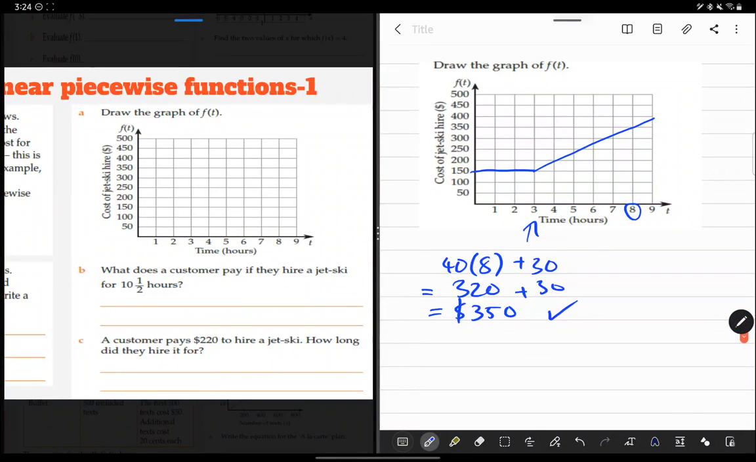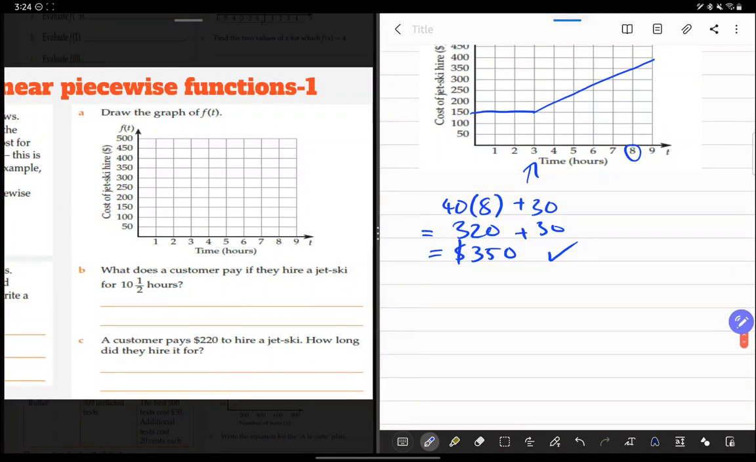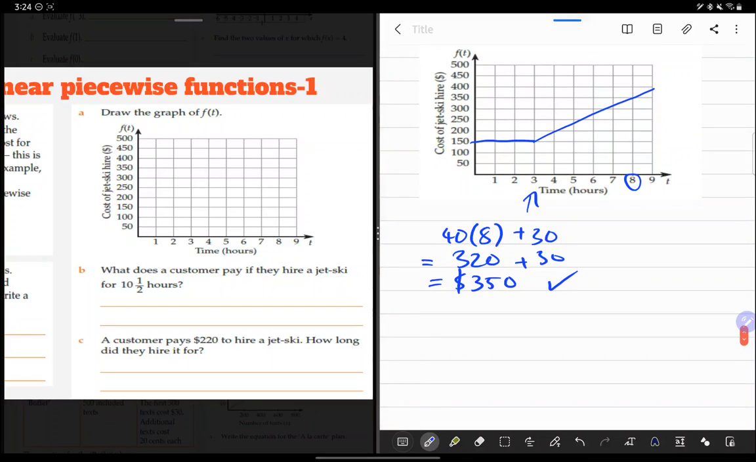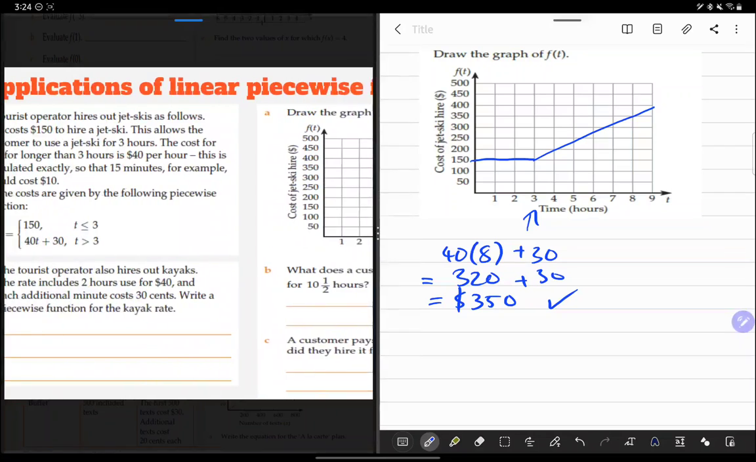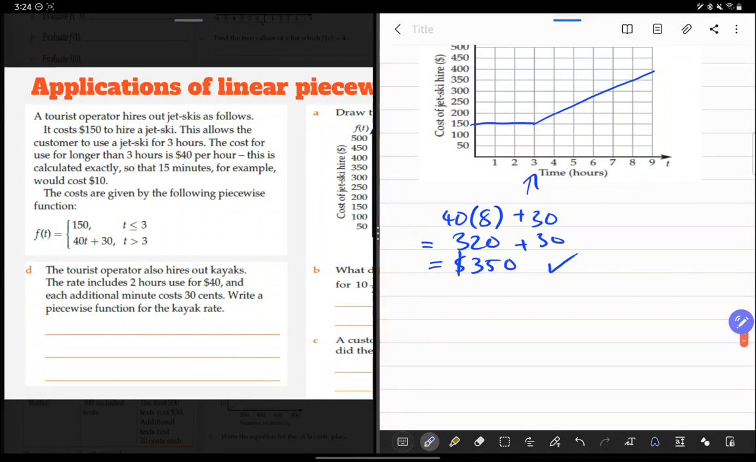B, what does a customer pay if they hire a jet ski for 10.5 hours? Now, this goes beyond the graph. The graph ends at 9, so we don't know from the graph what 10.5 hours looks like. But we have the function here, so we're good. So if t equals 10.5, is that less than or equal to 3, or greater than 3? Of course, it's greater than 3. So we ignore that first line, 150. We just work with the second equation, because that's the one that matters to us.